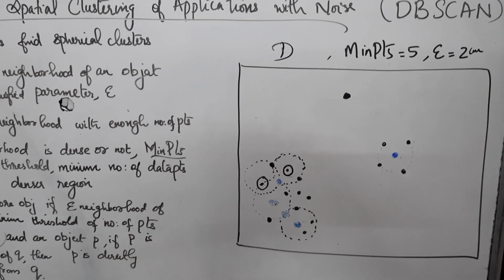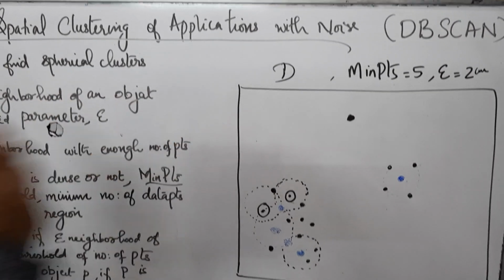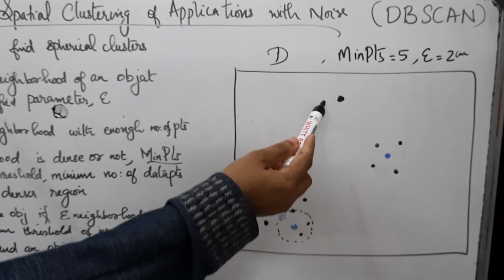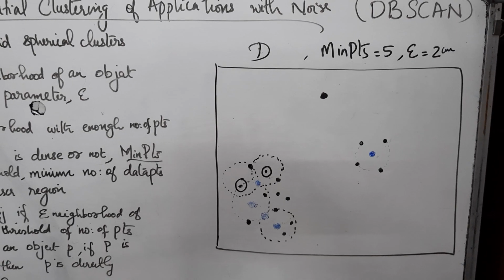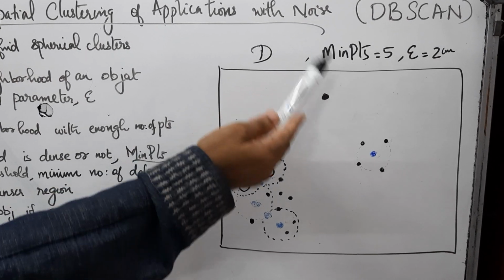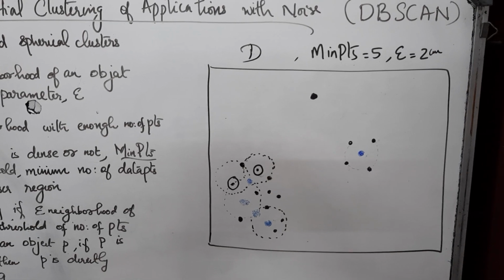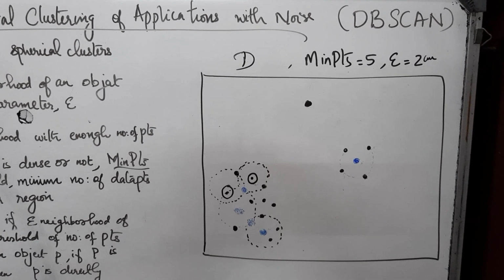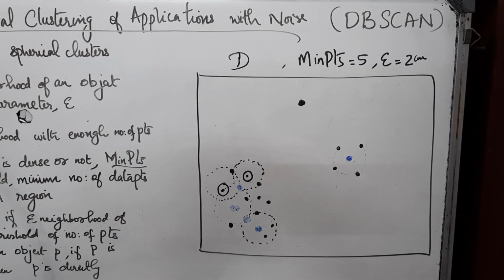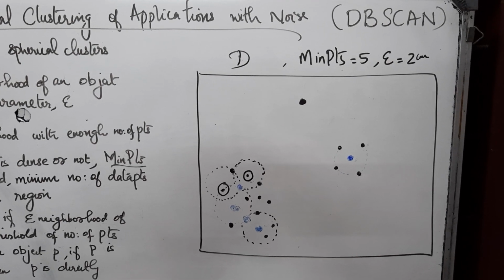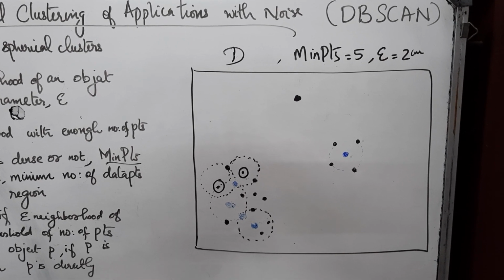Okay, consider this application. This is our data set. These are our data points. For example, assume min points as 5. That means for a cluster to be dense, a minimum of 5 points is needed in that neighborhood. Epsilon is considered as a 2 cm radius. That means the radius should include a minimum of 5 points.